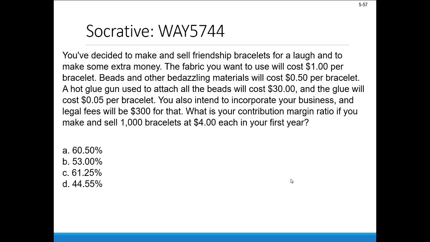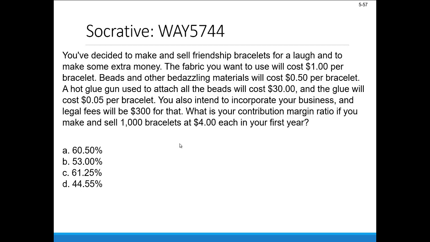Next up, let's assume you've decided to make and sell friendship bracelets for a laugh and to make some extra money. The fabric you want to use will cost $1 per bracelet. Beads and other bedazzling stuff will be 50 cents a bracelet. You're going to buy a hot glue gun used to attach the beads. It's going to be 30 bucks. Glue would cost about 5 cents a bracelet on average. You also intend to incorporate your business, and legal fees will be $300 for that.